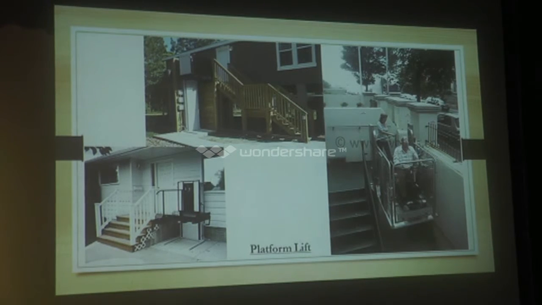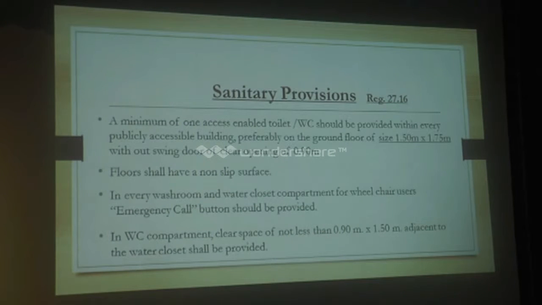That is why it is made. Okay. So sanitary provision. A minimum of one accessible unisex WC should be provided within every publicly accessible building, preferably on the ground floor, of the size 1.5 meter by 1.75 meter, without a swinging door, with a clear opening of 0.9 meter. Floor shall have a non-slippery surface.